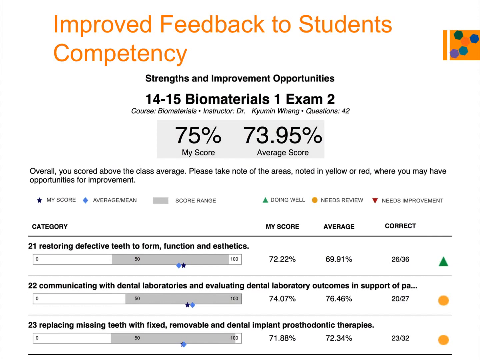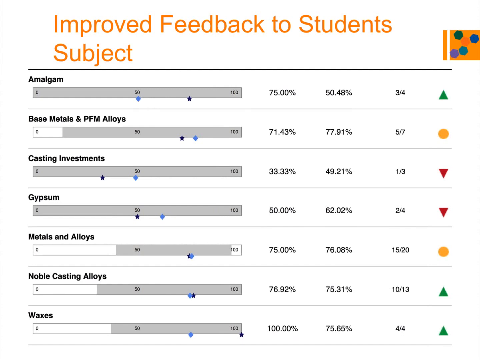And so the first thing I did was tag those questions with subjects. These were the subjects that were taught for that particular exam. So materials were on amalgam, base metals and porcelain fused to metal alloys, casting investments, gypsum, metals and alloys, and mobile casting. These are subject areas that were given, and actually those are the titles of every lecture that were given and that were assessed in this test. And that kind of helped.